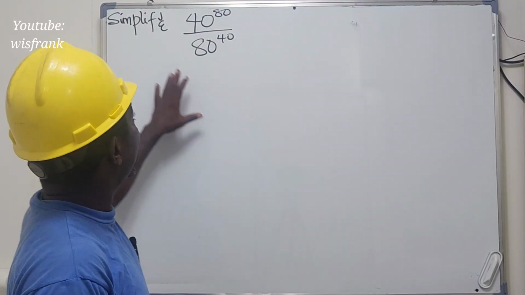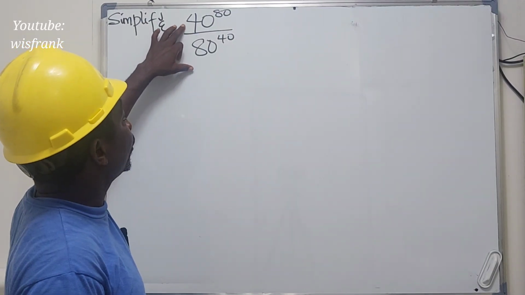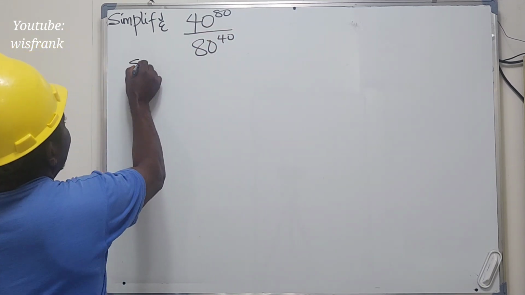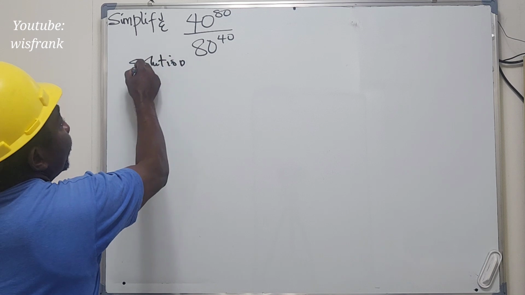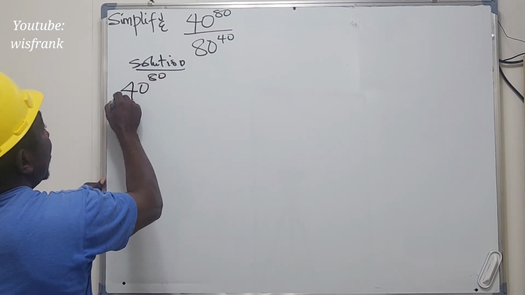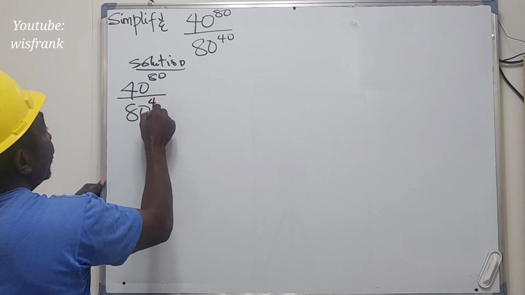For today, we are looking at this question. It says, simplify 40 to the power of 80 all over 80 to the power of 40. So we are going to find, in a simple form, the solution of this. So we are given 40 to the power of 80 all over 80 to the power of 40.